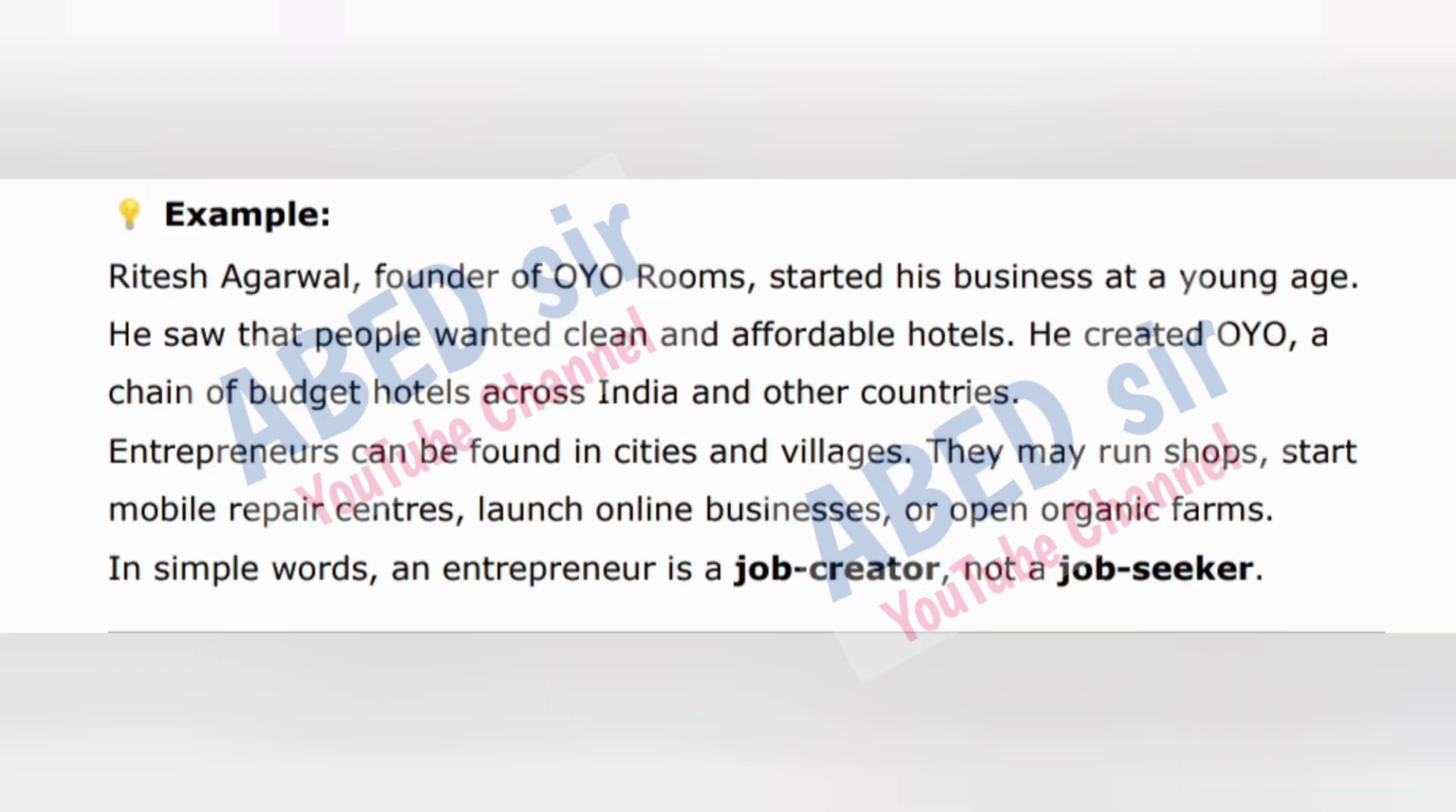Example: Ritesh Agrawal, founder of OYO Rooms, started his business at a young age. He saw that people wanted clean and affordable hotels. He created OYO, a chain of budget hotels across India and other countries. Entrepreneurs can be found in cities and villages. They may run shops, start mobile repair centers, launch online businesses, or open organic farms. In simple words, an entrepreneur is a job creator, not a job seeker.